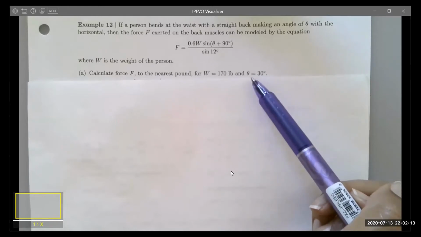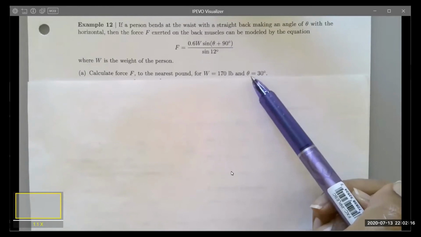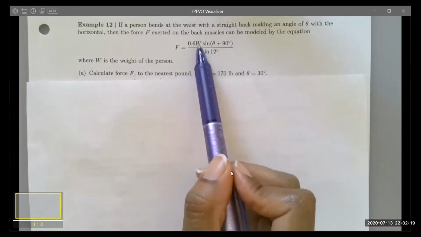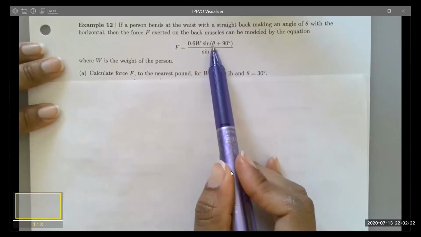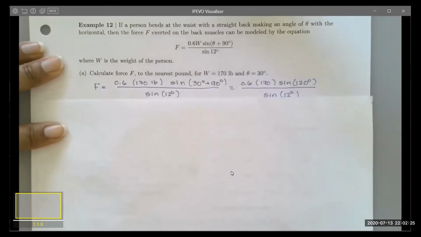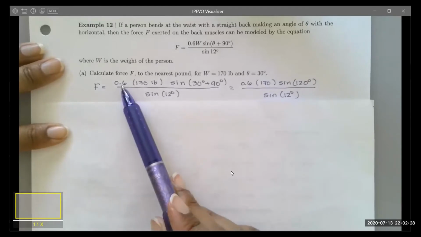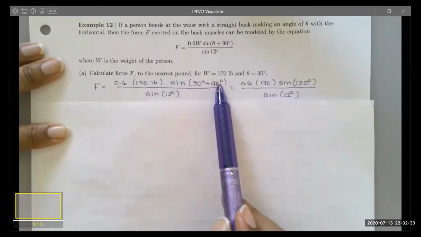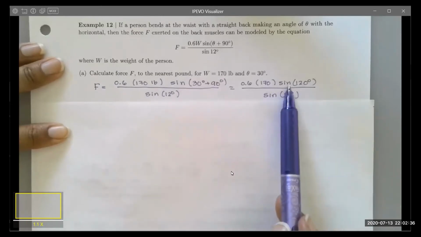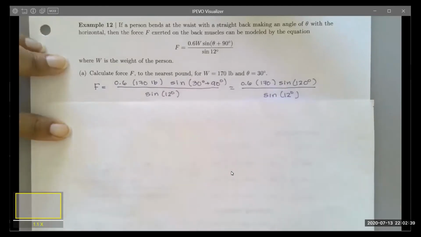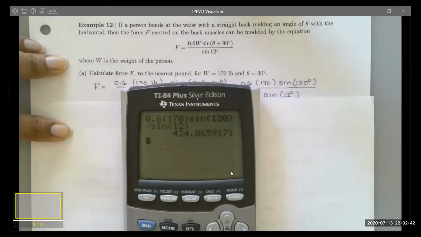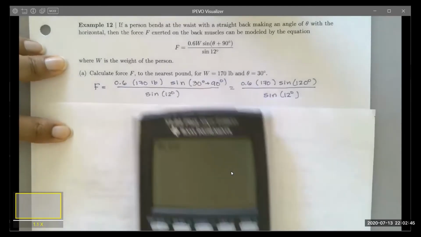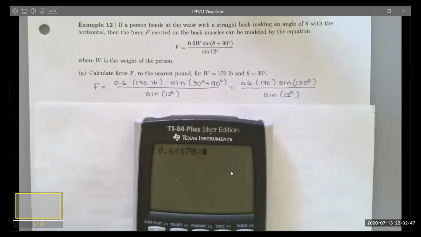And so this is not too much using the identities, it's more of a plug and chug type of problem. So we're simply going to be replacing the W with 170 and theta with 30 degrees, and you'll get an expression like this. Okay, so 0.6 times the weight of 170 times sine of 30 plus 90, which I've simplified here on the right into sine of 120 degrees. From there, you would just simply punch it into your calculator. So 0.6 times 170 times sine of 120, divided by sine of 12 degrees.